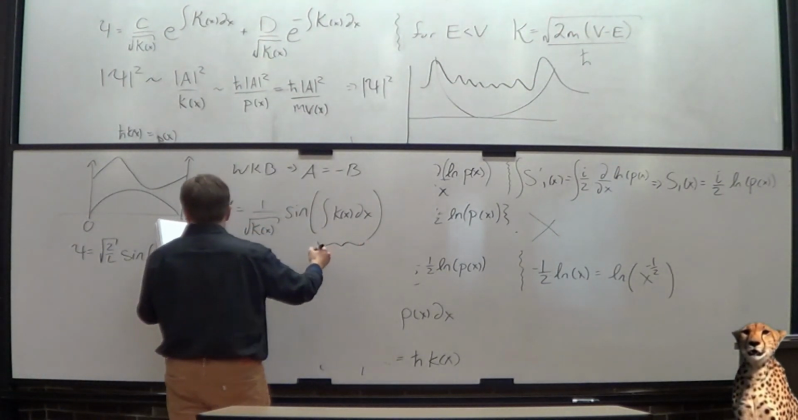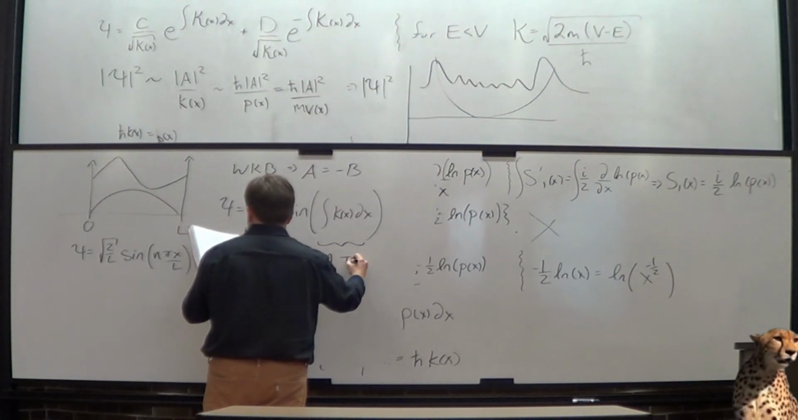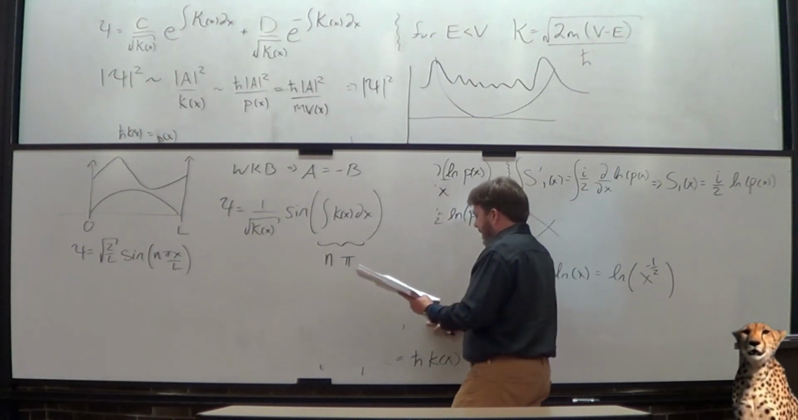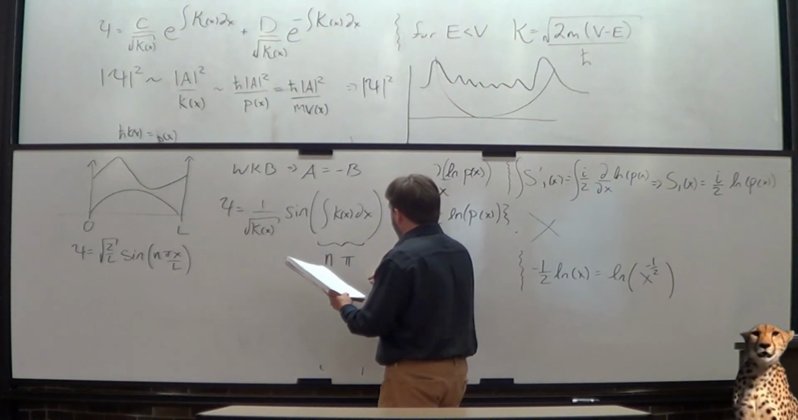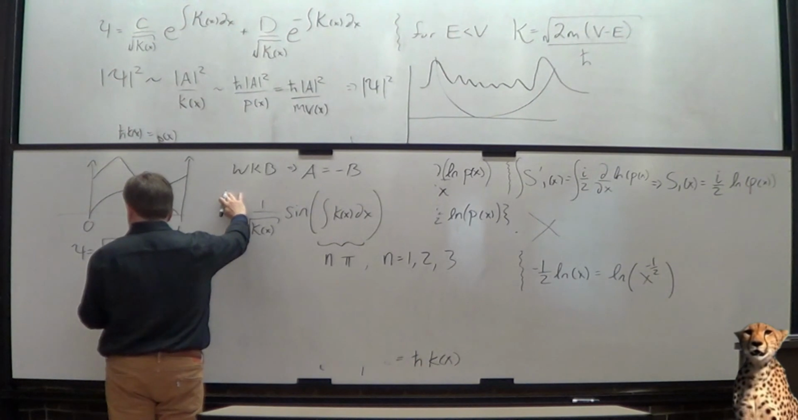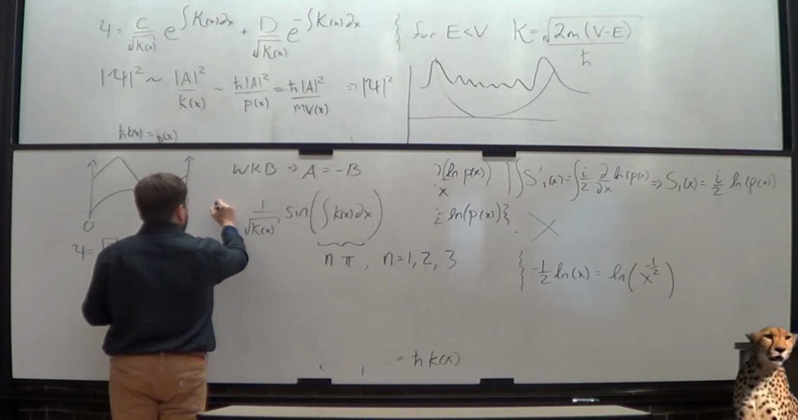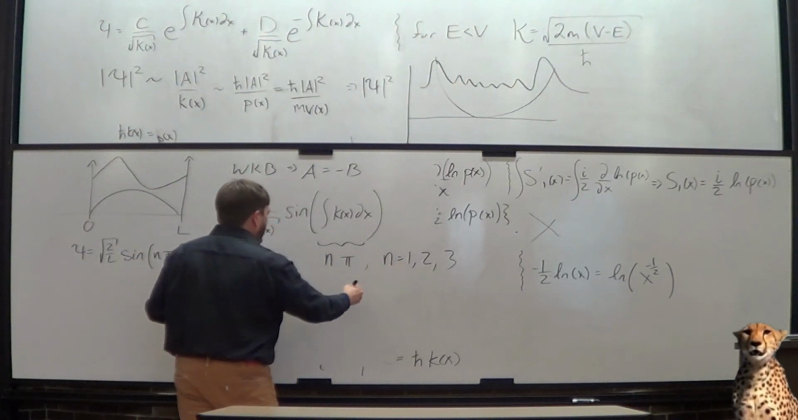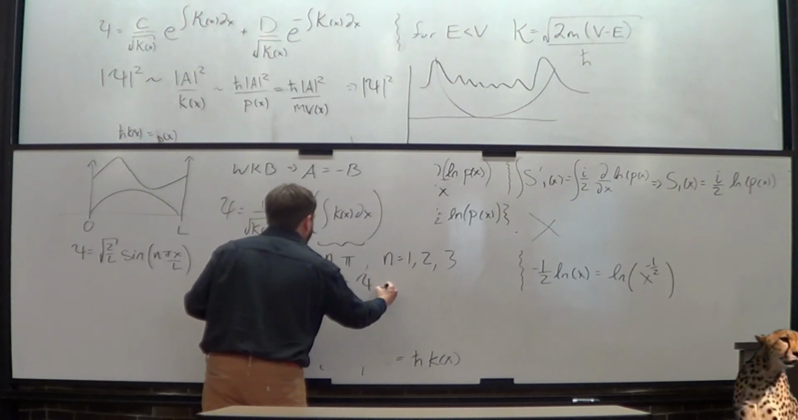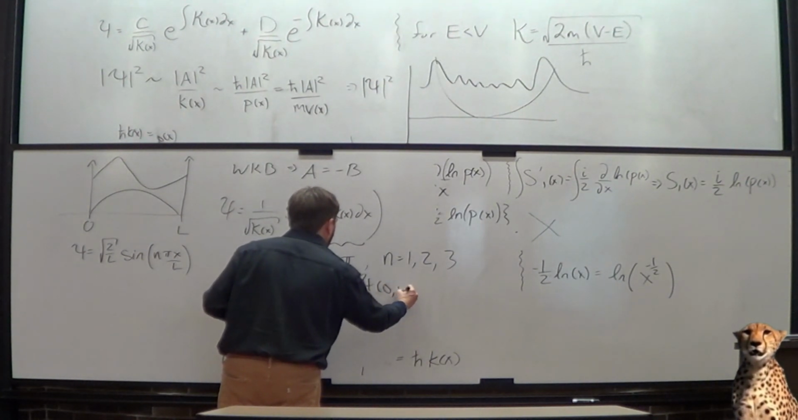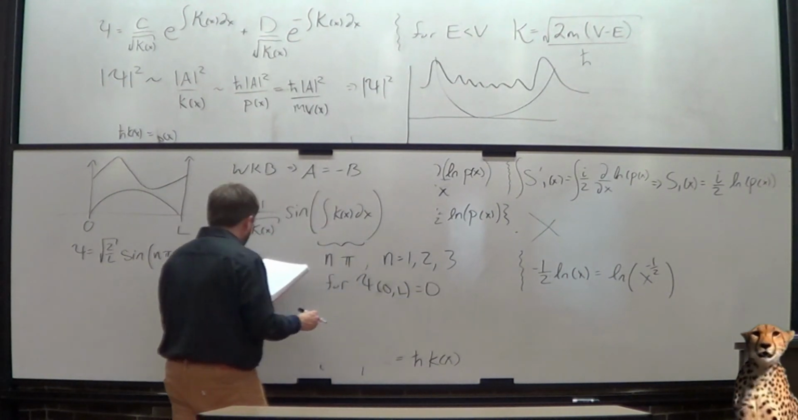You know that this has got to be equal to n pi to satisfy the wave function at 0 and L. It has to equal n pi, n equals 1, 2, 3, for the wave function psi at 0 or L to equal 0. Okay.